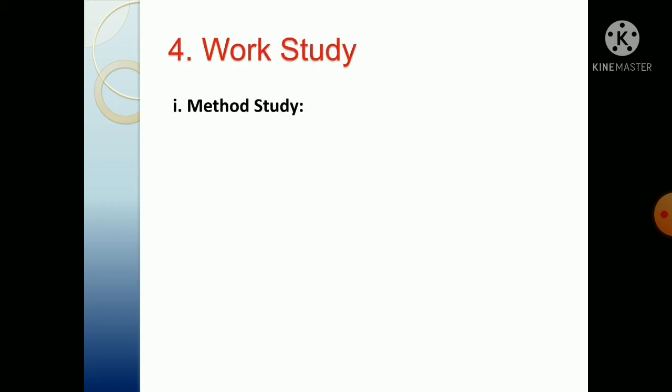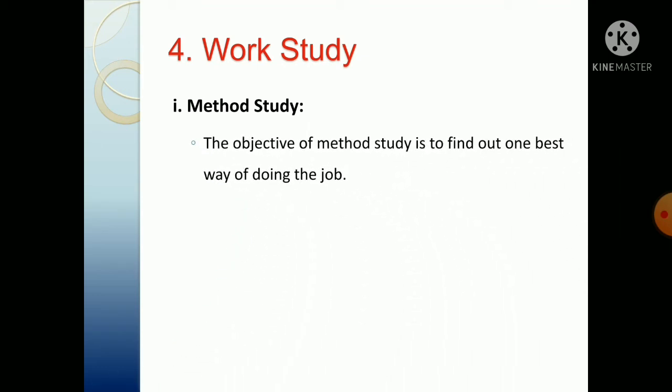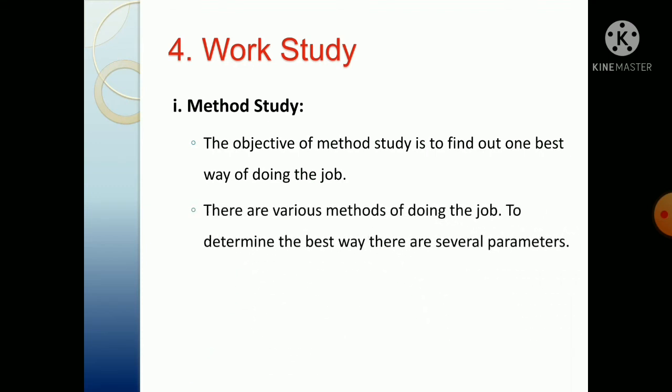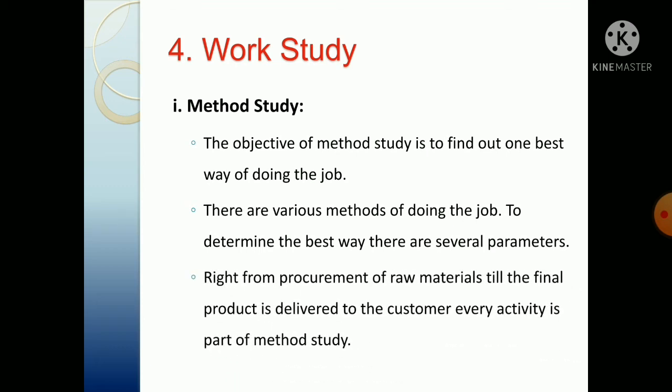Next, fourth one, that is work study. We are going to learn about the four aspects of work study, which will be asked for 4 marks. First one, method study. The objective of method study is to find out the best and the cheapest way of doing a task in the organization. There are various methods of doing the job, but the manager has to determine the best way, consider the several parameters, and later select the best method for doing the task correctly.